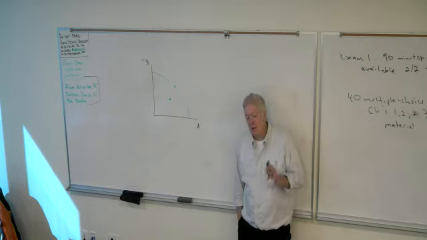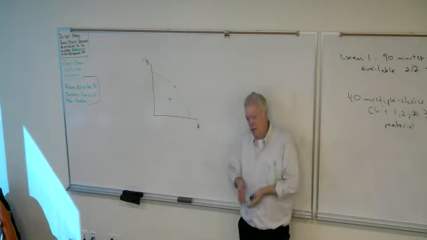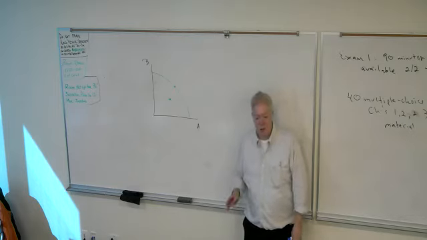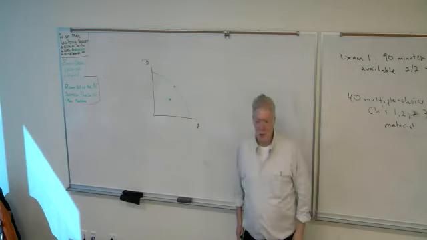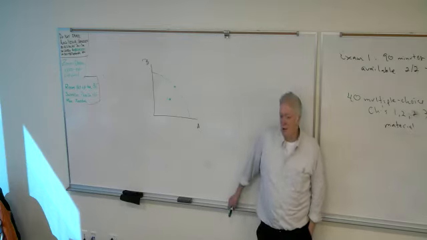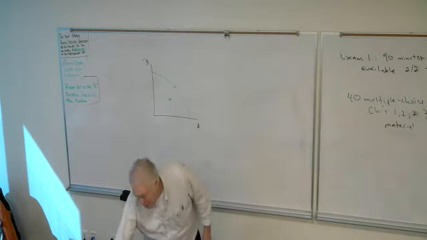Okay, and then know the difference between the shifts and the movement along either of those curves, which are due to only changes in price. So sliding up and down along these curves is only due to a change in price, whereas the movement of the entire curve is due to some non-price issue, which we call either the determinants of demand in the case of demand, or determinants of supply in the case of supply.